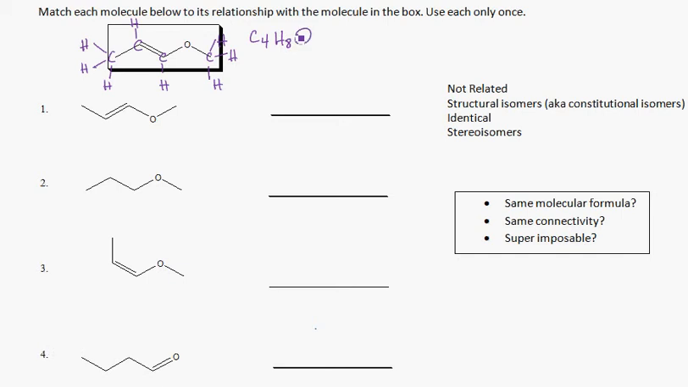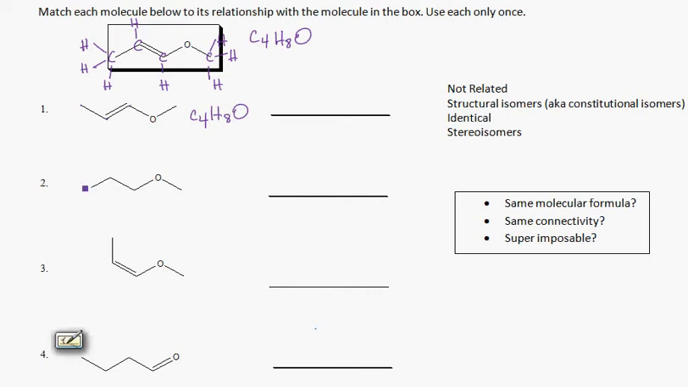And there's 1 oxygen. If we do the same thing down here, we have 1, 2, 3, 4 carbons again. There are 3 hydrogens on the end, then 1 and 1 and 3 again. So we have 8 again. So molecule number 1 is related in some way to the molecule in the box.